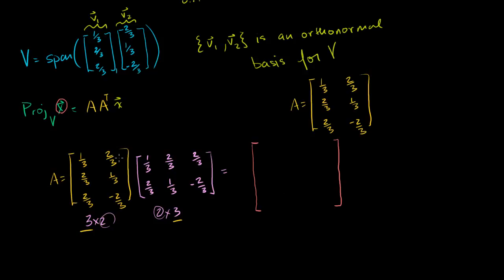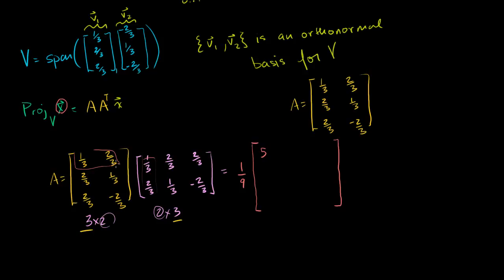For the first term, we dot the first row with the first column. It's 1/3 times 1/3, which is 1/9, plus 2/3 times 2/3, which is 4/9. So I think we're going to be dealing with a lot of ninths here. Let me just divide everything by 9. So it's 1/9 plus 4/9, which is 5/9. I'll just write a 5 here, and know that we're going to divide everything by 9 in the end.